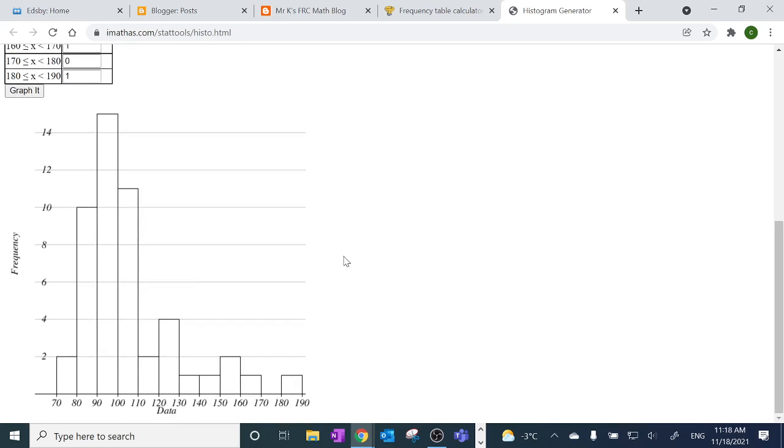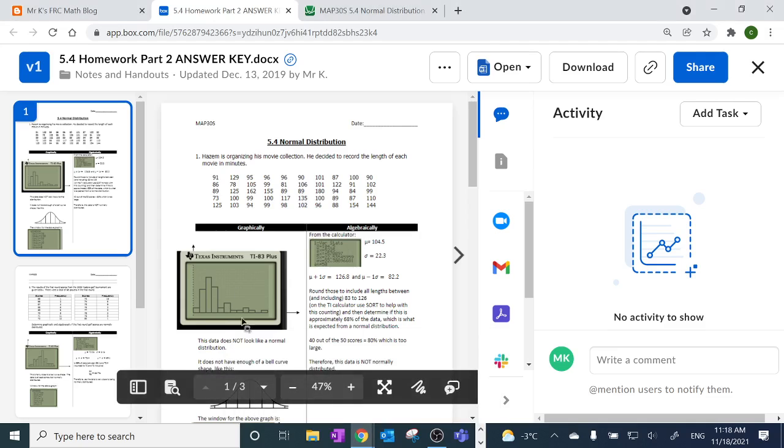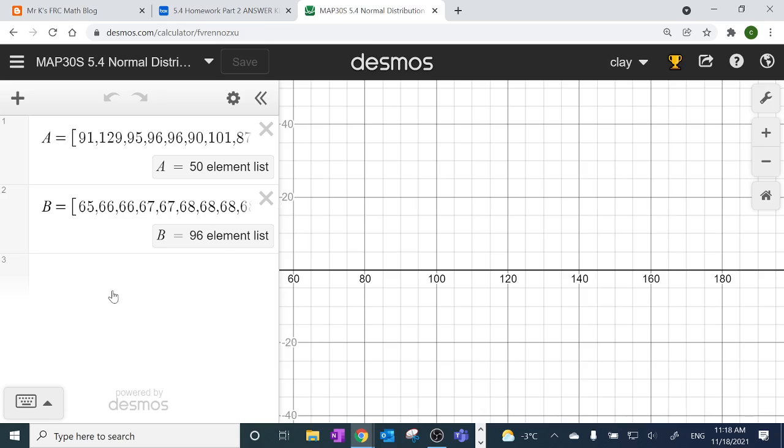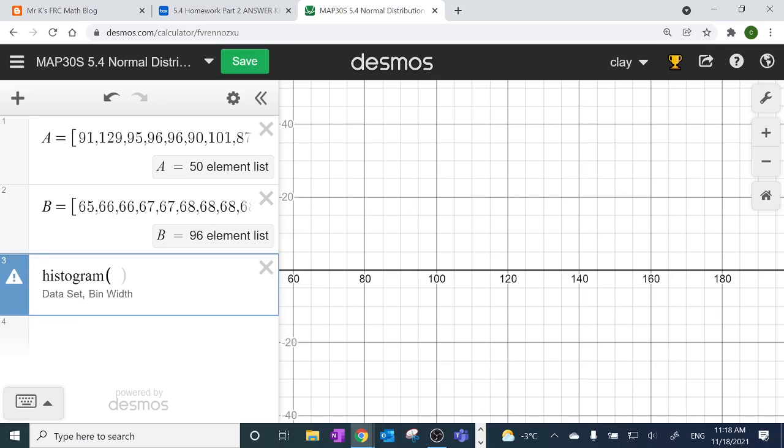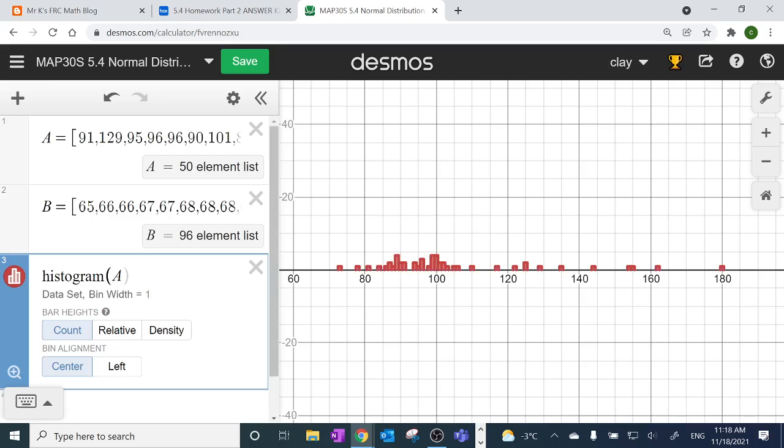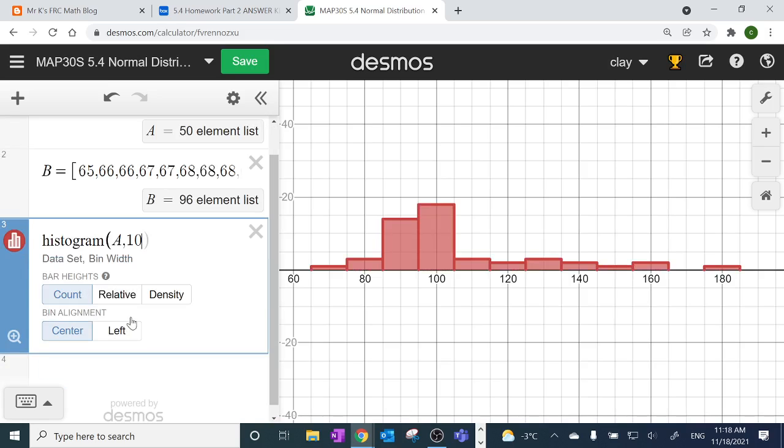And that's the same weird histogram that we got on the TI and on Desmos, when I hit histogram for set A, where I typed all this in, and I set the data bin to be 10, and I set the frequency to be left. And again, I'd have to stretch these out, which again is easy to do.